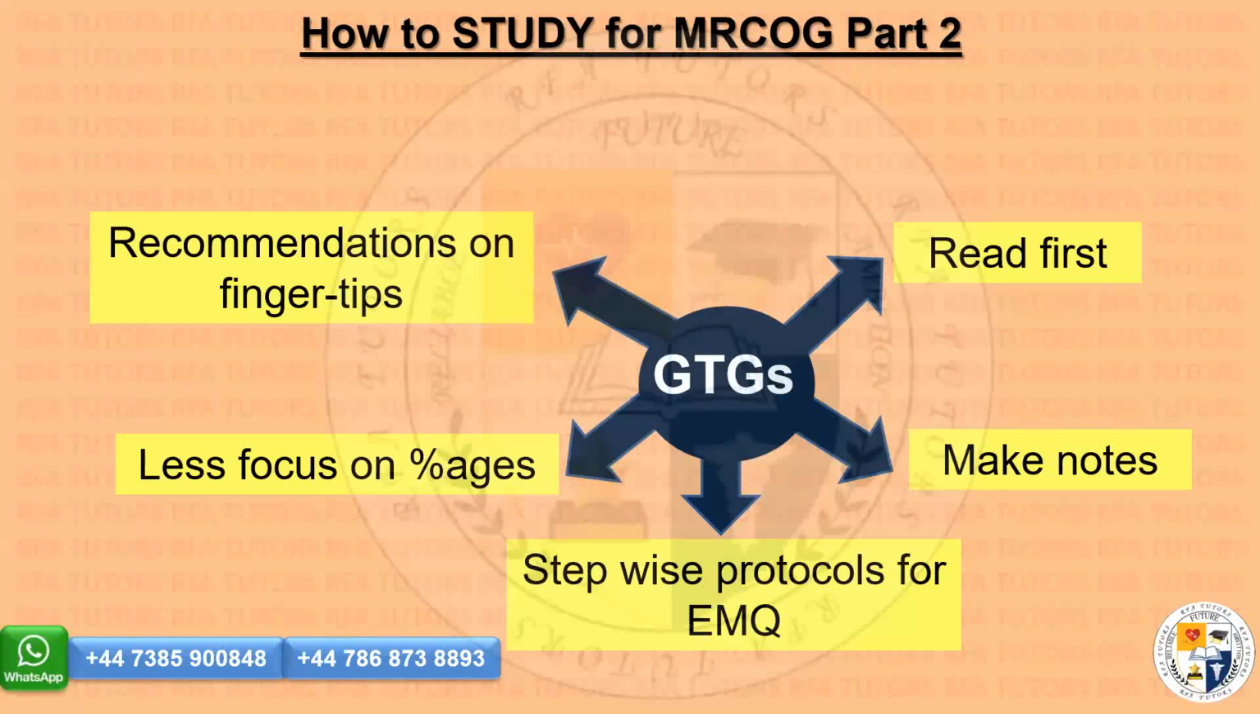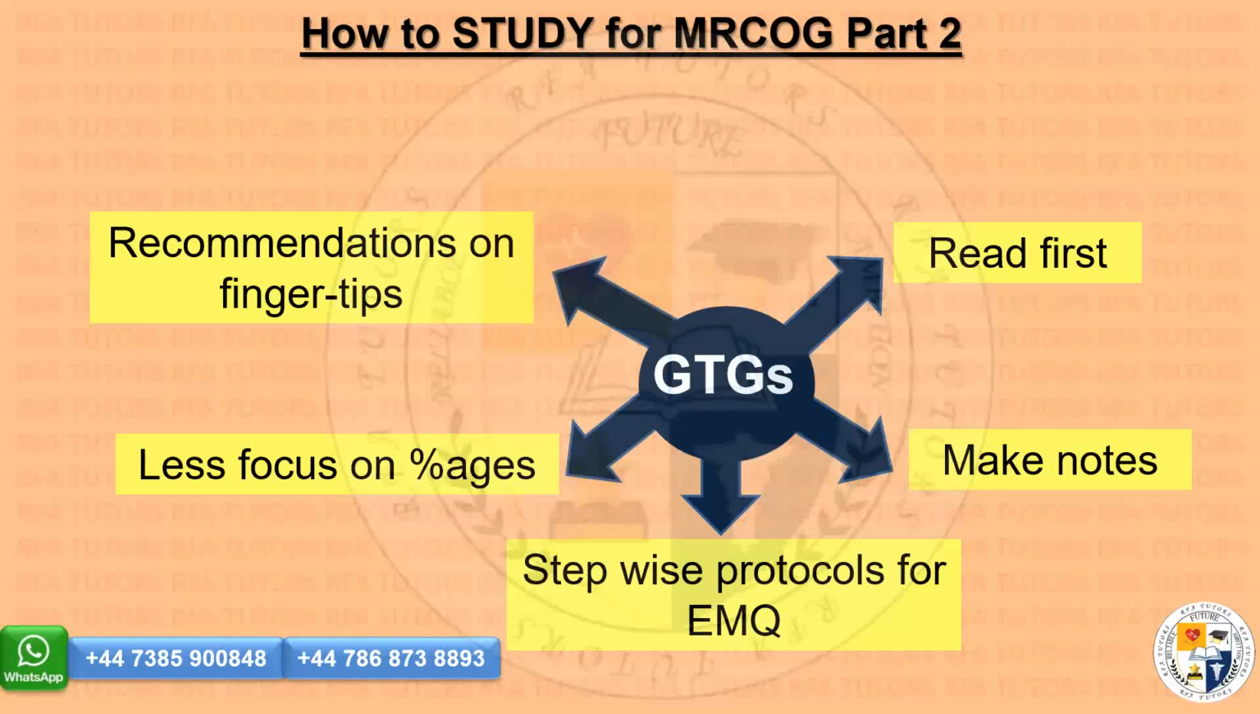There is a chance that we might not be able to answer some question which is from a paragraph, some tiny line in the Green Top Guideline. It's okay, we can forget. But if something is asked from the recommendations, that has to be so quick on our spinal reflex, and there should not be any ambiguity on that.